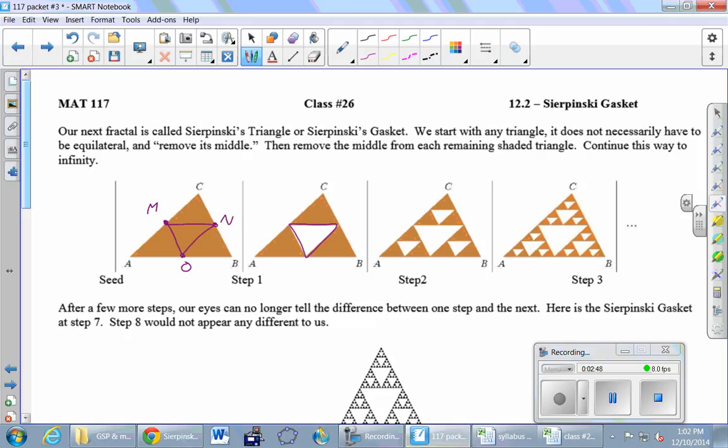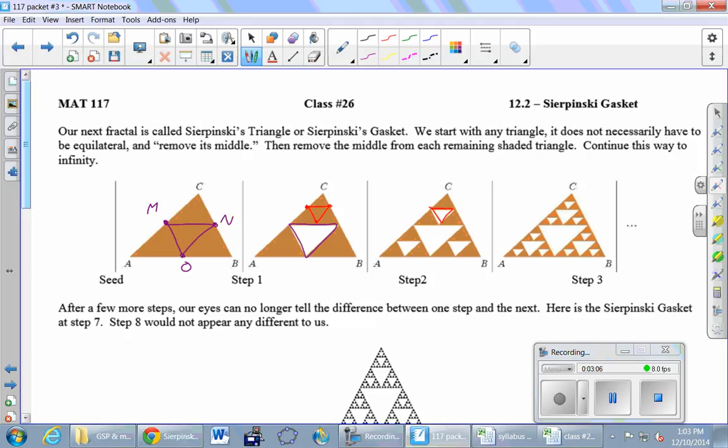But we can also look at step 1 as being 3 separate triangles. And for each of those triangles, for example, this top one, I could go to the midpoint on each side and remove that triangle. And that's what's happened over here.